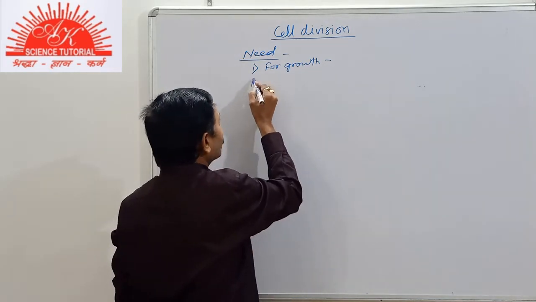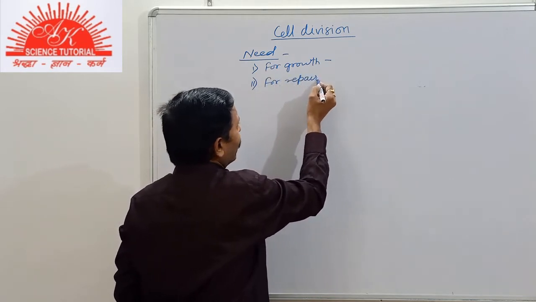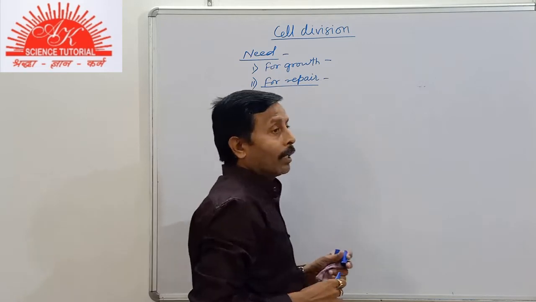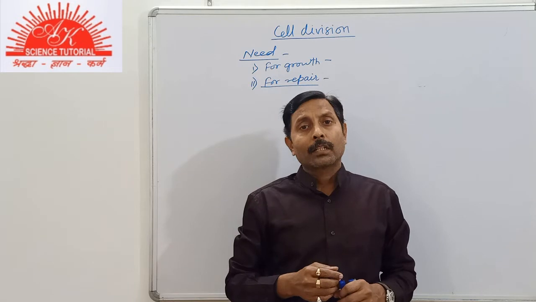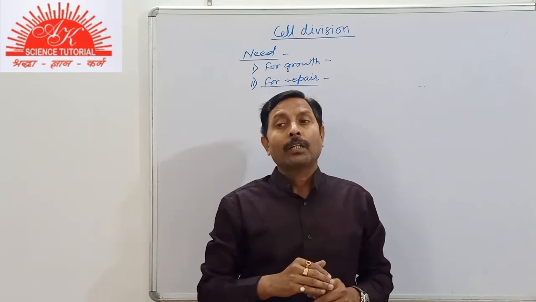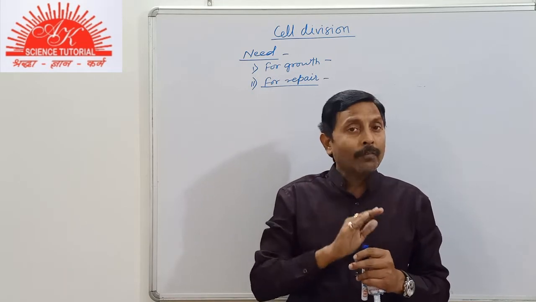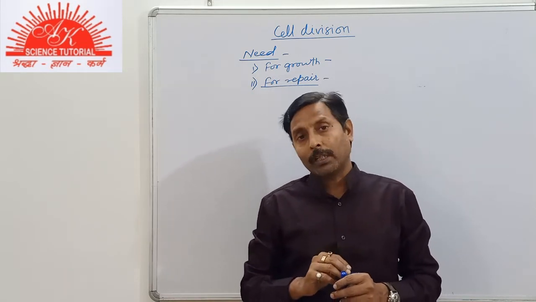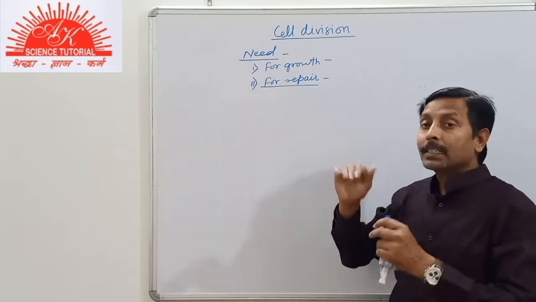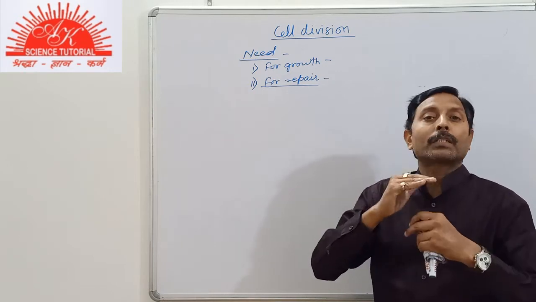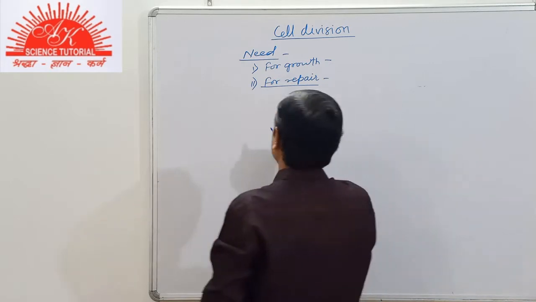Now, second, for repair. What does it mean? Sometimes we meet with accidents. Some part of the body gets injured. Then these parts are healed due to the addition of new cells from inside of the body. That is, by the cell division process, new cells are added and the healing process takes place. This is the repair.